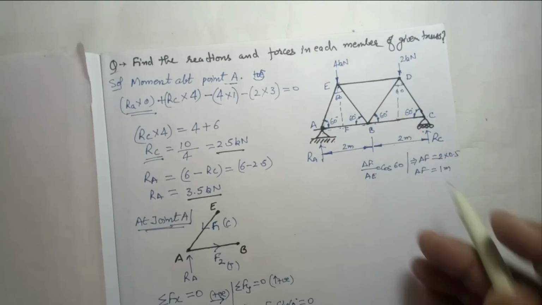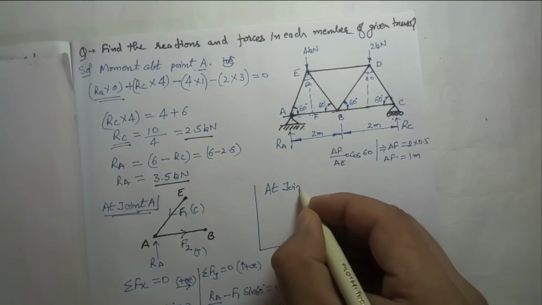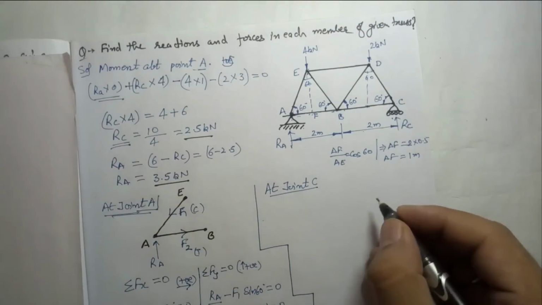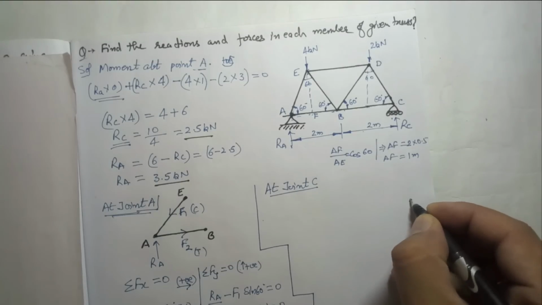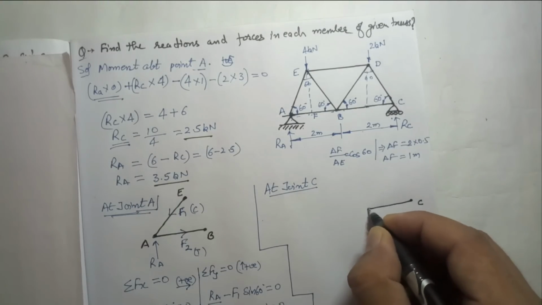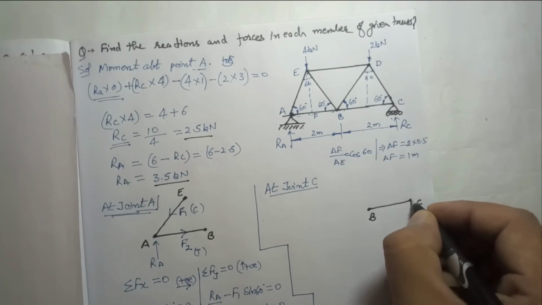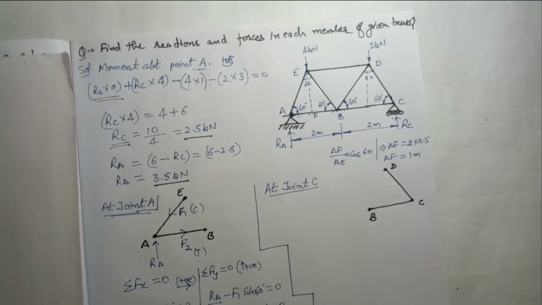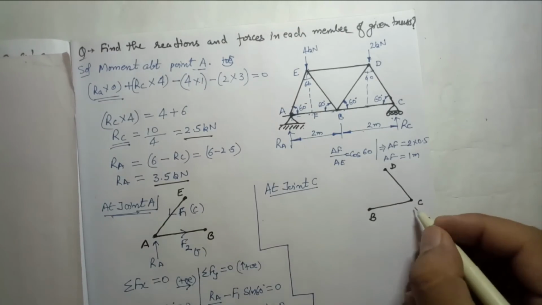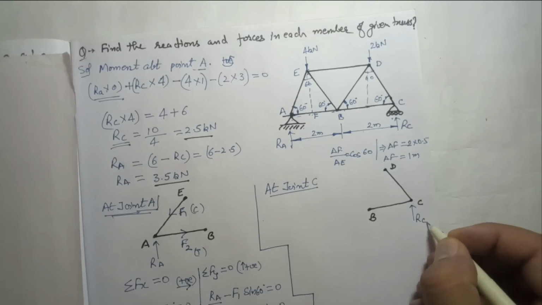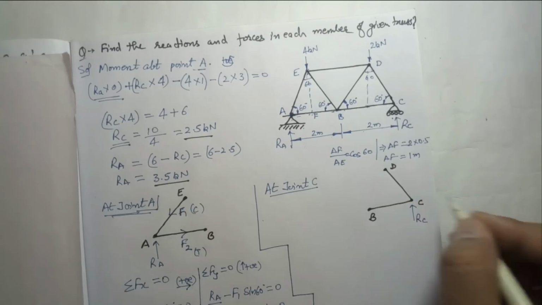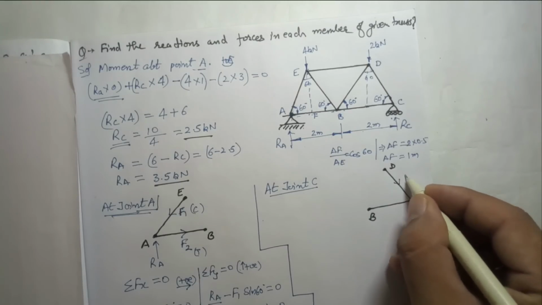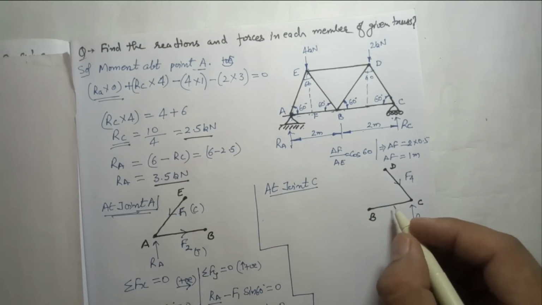Now we will go for the next joint, joint C. What is the free body diagram for C? Let's see. This is the point C, and it has one member in the direction of B and one member in the direction of D. Now we have the forces. We have this RC, which we have calculated. Then no other force. Now we assume F4 on this side, and F3.